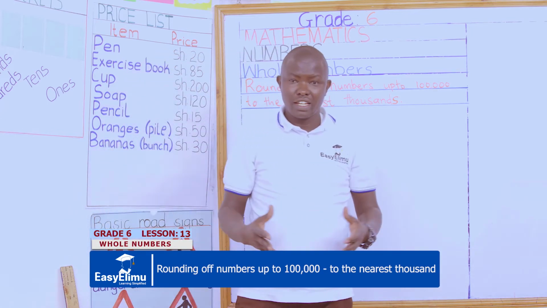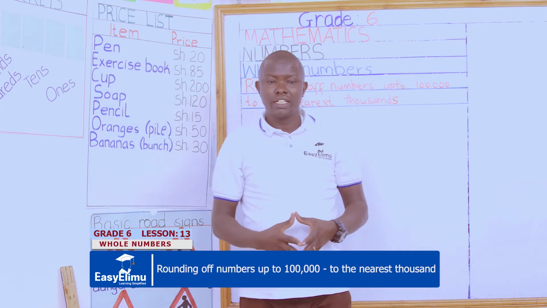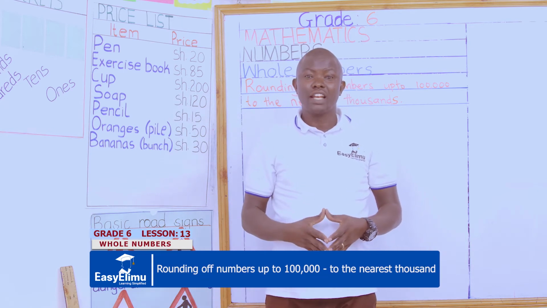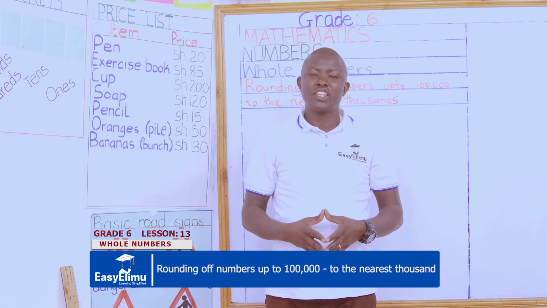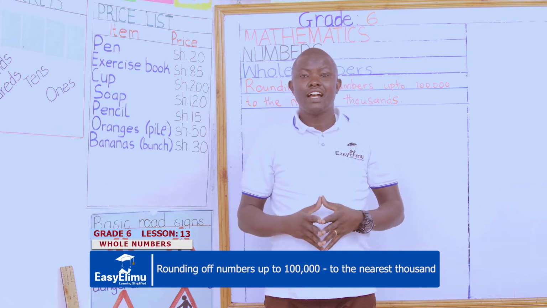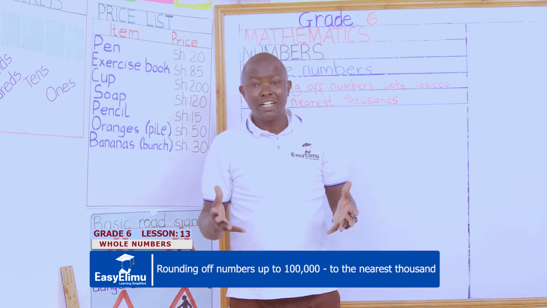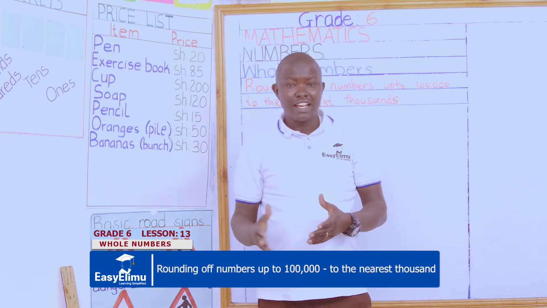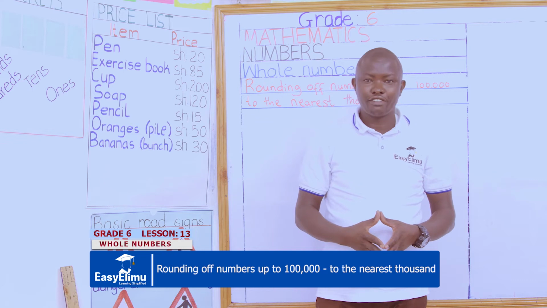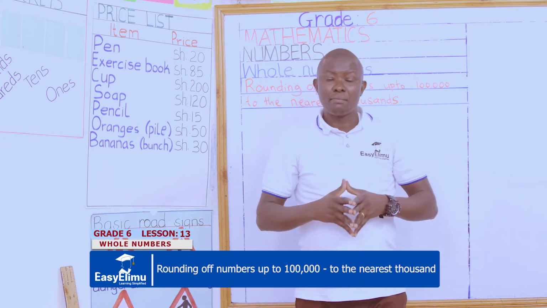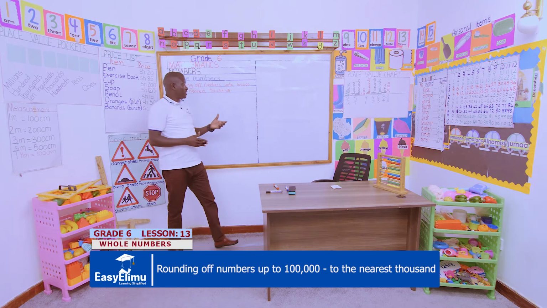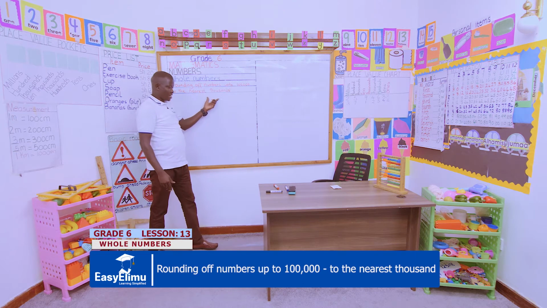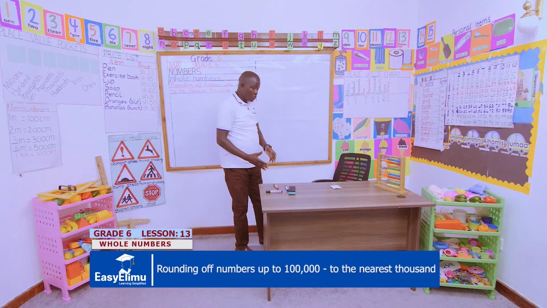Just as a reminder, when you were in Grade 5, you learned how to round off numbers to the nearest hundreds and thousands. Do you remember? You will use the same concept to round off numbers up to hundreds of thousands to the nearest thousands. And how do we do this?